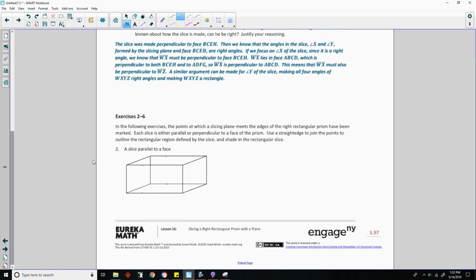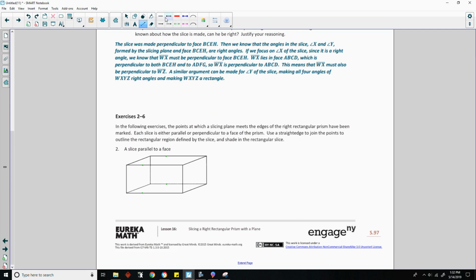Exercise 2 through 6. In the following exercises, the points at which a slicing plane meet the edges of the right rectangular prism have been marked. See these four green dots. Each slice is either parallel or perpendicular to a face of the prism. Use a straight edge to join the points to outline the rectangular region defined by the slice and shade in the rectangular slice, a slice parallel to a face.